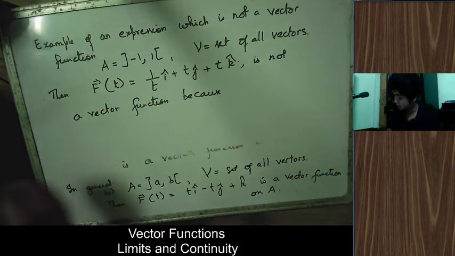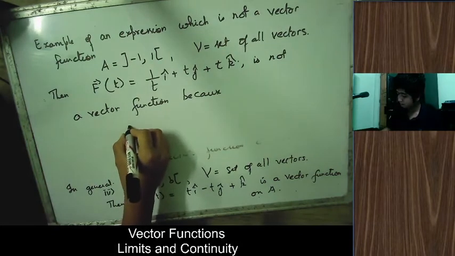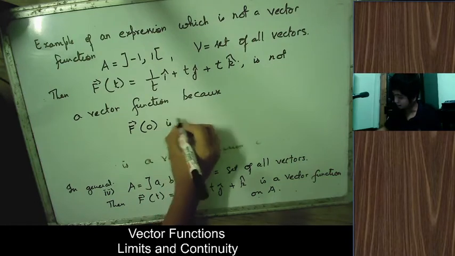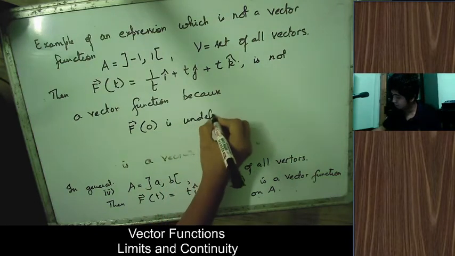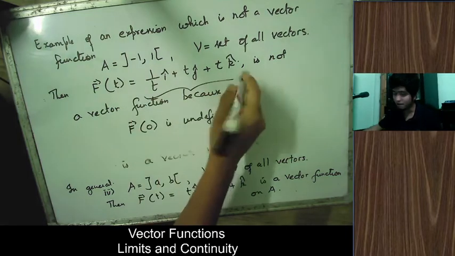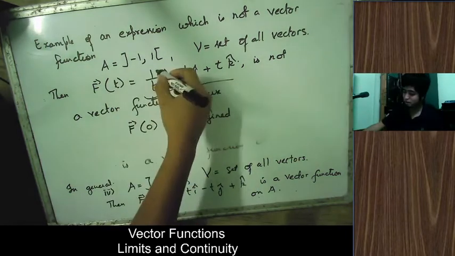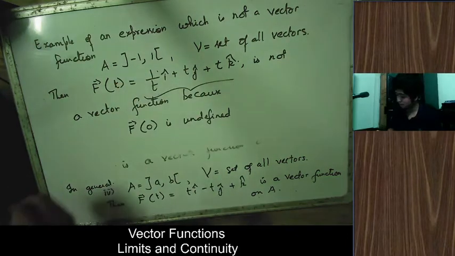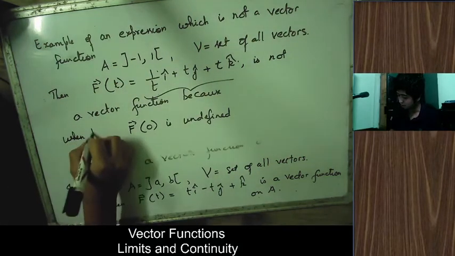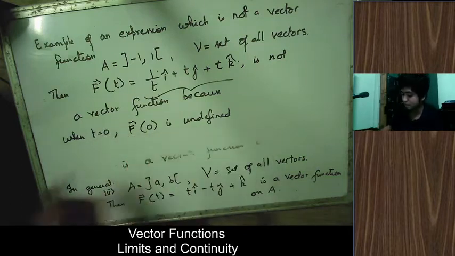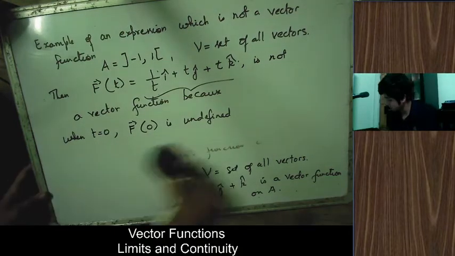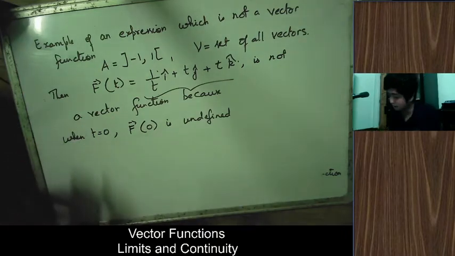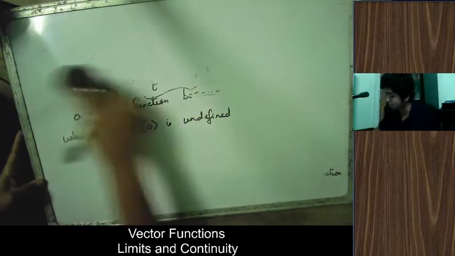Because f(0) is undefined. So even though it looks like a vector function, it is not, because you will be dividing by 0 if you put t equal to 0. When t equals 0, f(0) is undefined. So you have to be very careful. You just have to see whether it's defined or not. If it is defined, then it will be a vector function.